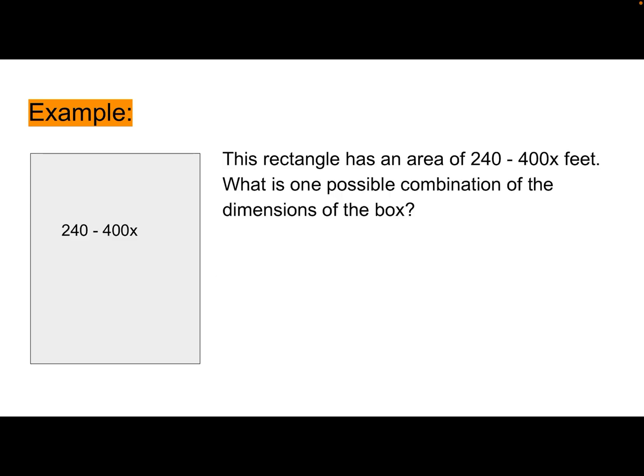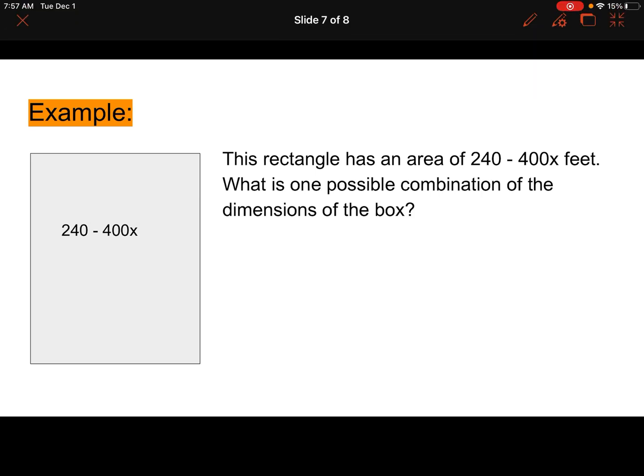All right, next we want to find the area of this rectangle, or rather it's given us the area of the rectangle, and we want to find the possible combinations. So this rectangle has an area of 240 minus 400x feet. What is one possible combination of the dimensions of the box? All right, so 2 things I'm reading from this. First thing is it's asking us for the area, and area is length times width. So we need to know that right off the bat. Next thing is it's asking for one possible combination. So we don't need to give it all the combinations, just one possible one.